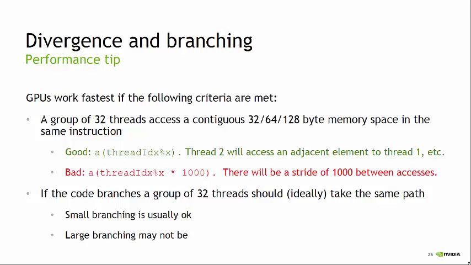Bad would be accessing with a stride of 1,000. Thread 1 would access the 1,000th element, thread 2 the 2,000th element. They're all pulling in data from different parts of the GPU memory, and that's going to be inefficient. If you do have a code with a stride, you can do a transpose using shared memory. You can pull data in a contiguous fashion and then use this thread cooperation to do a transpose. So there are ways of getting around large strides without having to reorganize your data, but it's something to avoid. You don't want to be reading with a stride.